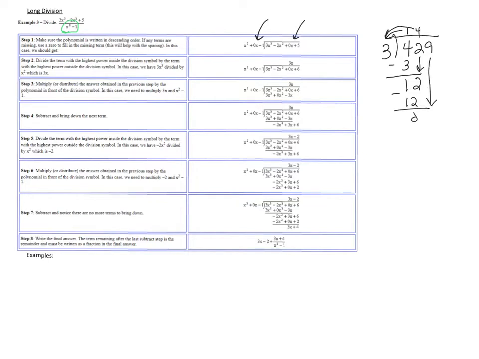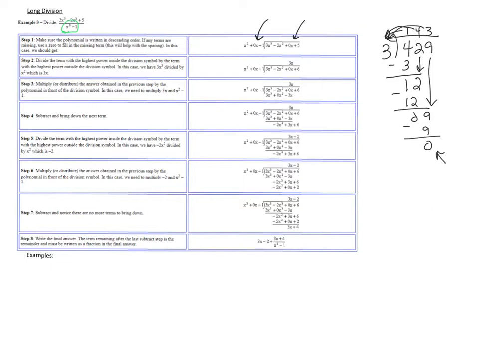We're going to bring down the 9. Can 3 go into 9? Yes, it can go in 3 times. 3 times 3 is 9. Subtract, 0. So there's no remainder. Okay, so we're going to do this very similar process. Okay, so they started off here.